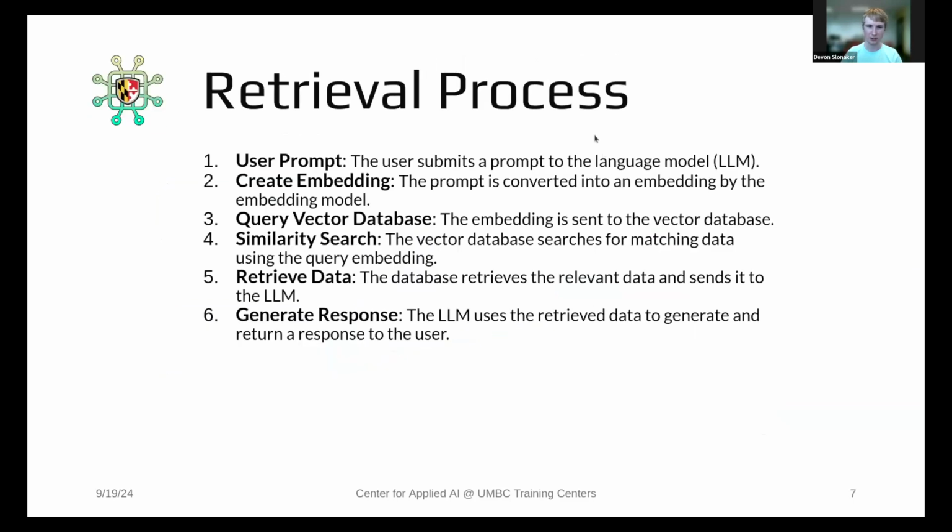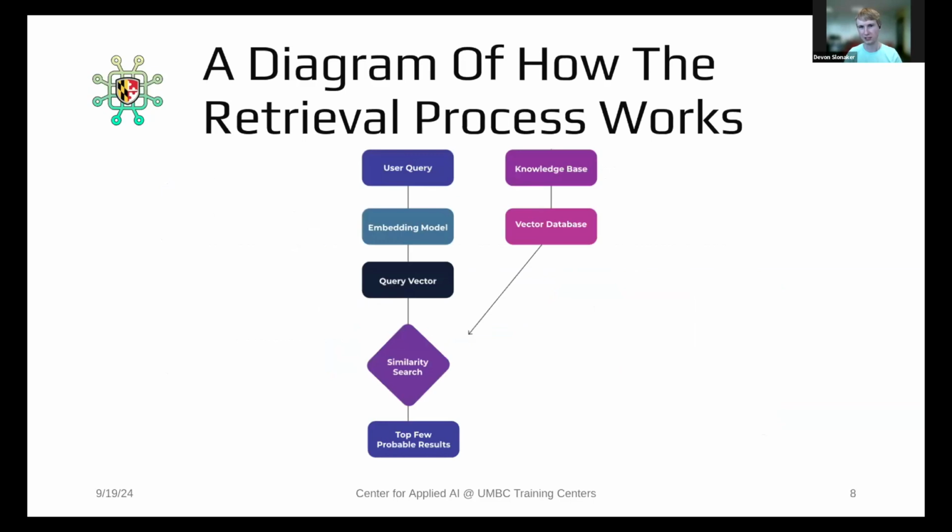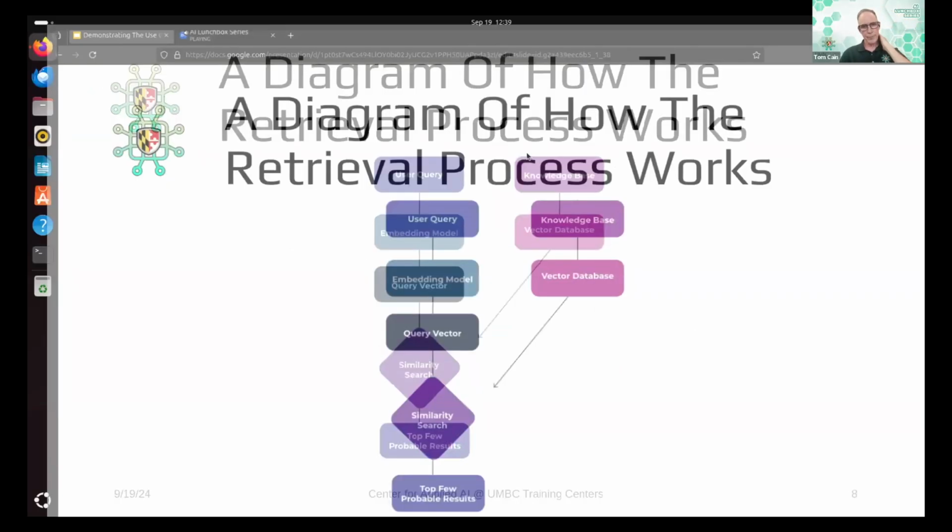So again, an overview: the user prompts the model, which creates an embedding, which queries the vector database to do a similarity search, which retrieves relevant data. After that, the language model generates a response. And this is how the retrieval process works, explaining what this diagram says. So yeah, I hope that answers your question.